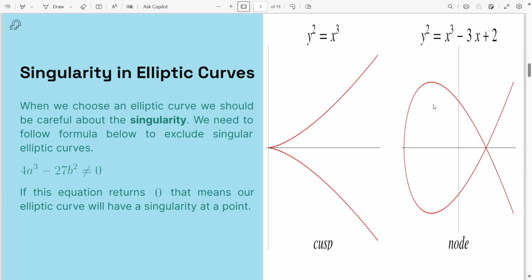And the other one: if your A is not 0 and you get the singularity, you will have a single point that has two solutions, right? It will give you ambiguity. So they both are security flaws. We don't want these. We have to be careful about this formula, and we always exclude these in our elliptic curve choices.